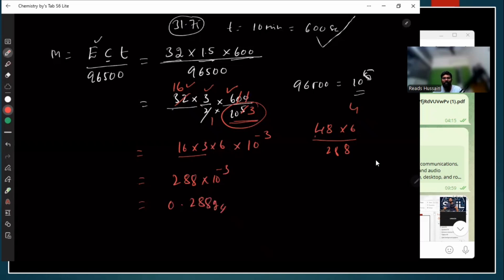So this is an approximate value. Why I have taken it this way: here 96,500 is a huge value. But in competitive exams, generally whenever you want to calculate this value, take this 96,500 as 1 lakh, that is 10 power 5, so that you will get the answer a little quickly, right?